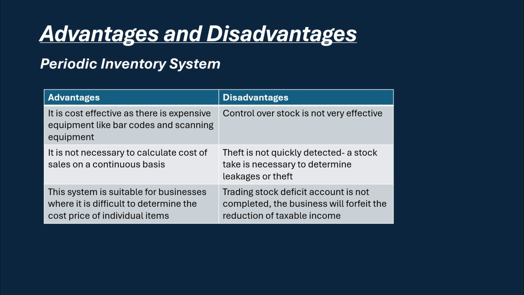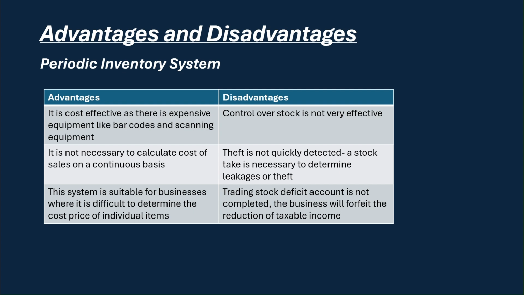Second one is that theft is not quickly detected. A stock take is necessary to determine leakages or theft. Now, remember that obviously, if we're gonna check our stock every 6 months, right? Somebody can steal in February, and when they find out in June, they basically wouldn't know when it happened and how it happened, right? So meaning that theft is basically not detected that quickly, right? They'll basically see 6 months after the stock was taken, or 4 months after it was stolen, basically, right? So that's basically a disadvantage there, right?